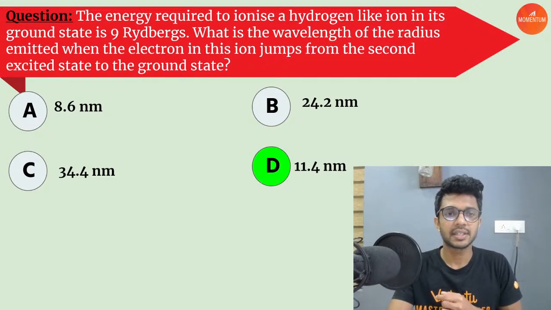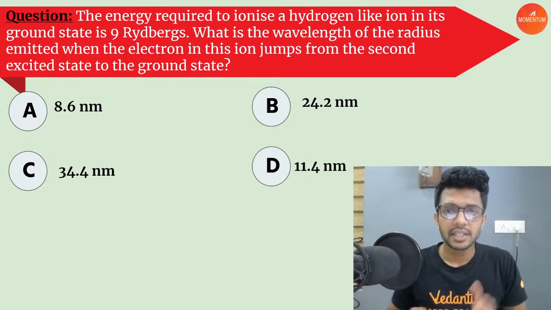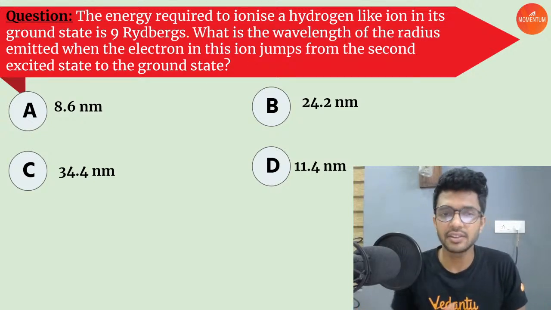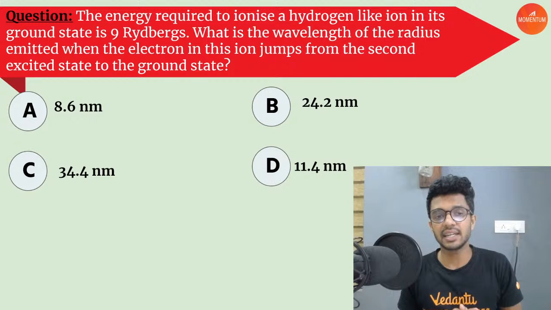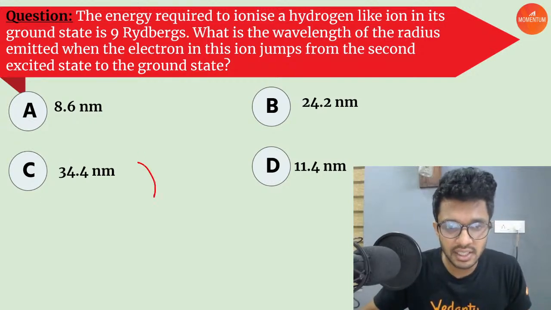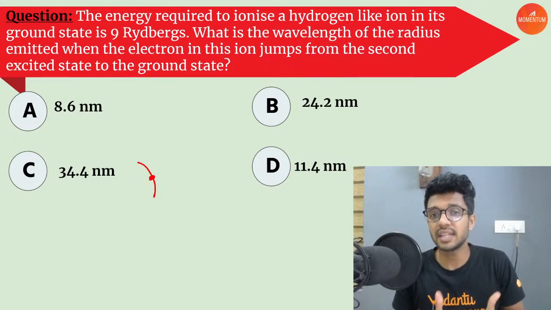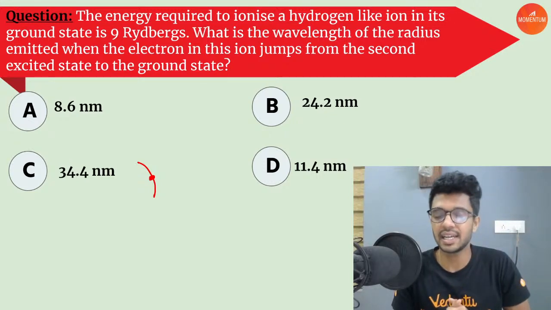So next, the energy required to ionize a hydrogen-like ion in its ground state is 9 Rydberg. What is the wavelength for the radiation emitted when the electron in this ion jumps from the second excited state to the ground state? So an electron is in the ground state for a hydrogen-like atom, not hydrogen atom, hydrogen-like atom. Hydrogen-like atoms are those atoms which have one electron just like a hydrogen atom.